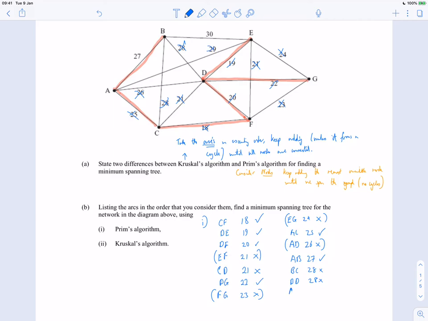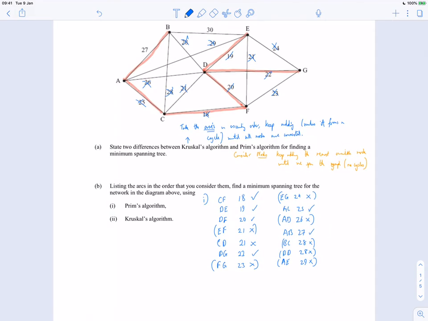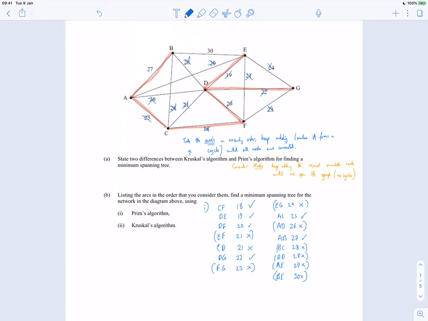So A to E would be 29, that has to be rejected. And then I think the only one left is B to E, but that would form a cycle, which is 30, and that'd be rejected. And to be honest, as soon as we've added B, we've actually connected A, B, C, D, E, F, G. So we've done all our connections now.